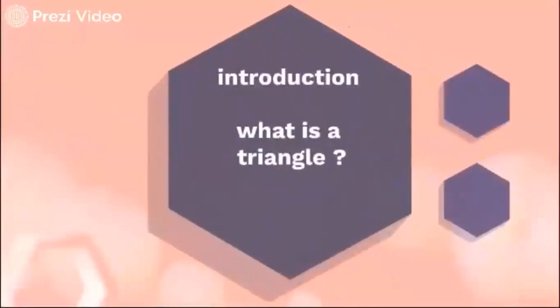Introduction. What is a triangle? A triangle is a closed figure formed by three line segments. The term triangle is formed by joining two words, tri and angle. The word tri means three. An angle is of course a normal angle which we use to construct something. So a triangle, a figure with three angles, is denoted by the symbol triangle.